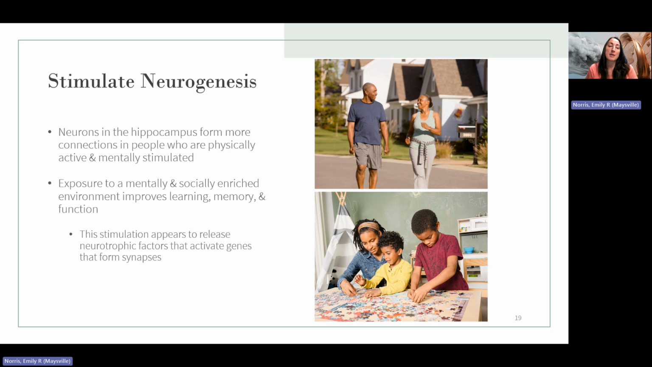So neurons in the hippocampus form more connections in people who are physically active and mentally stimulated. So we want to get people moving and thinking. So exposure to a mentally and socially enriched environment helps with learning, with memory, with function. This stimulation appears to release neurotrophic factors that help activate genes to form new synapses. So the more you move, the more you challenge yourself, the more growth and recovery that is possible.